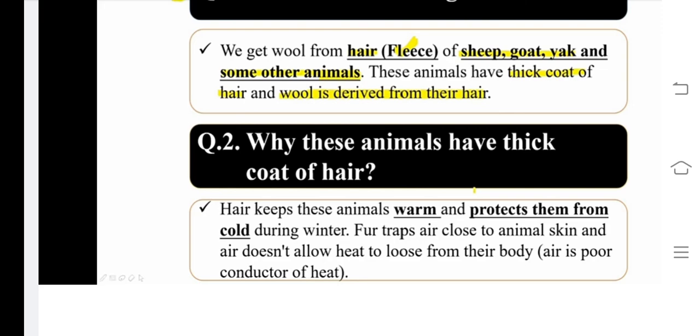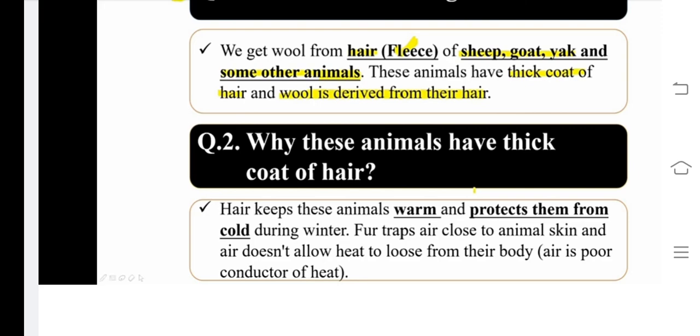The skin is very thin, children, so it is covered by hair. Hair keeps these animals warm and protects them from cold during winter. What is the importance of thick hair? Because fur traps air close to the animal skin, and air does not allow heat to be lost from their body. Very, very important point, children.